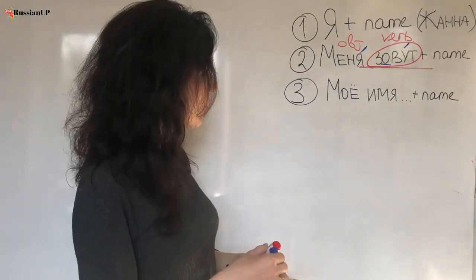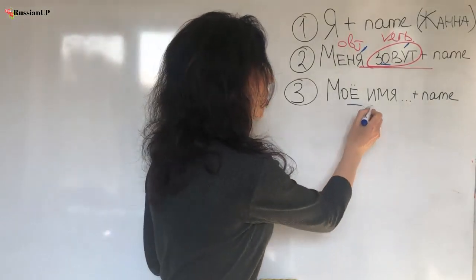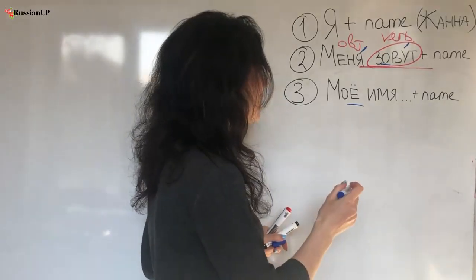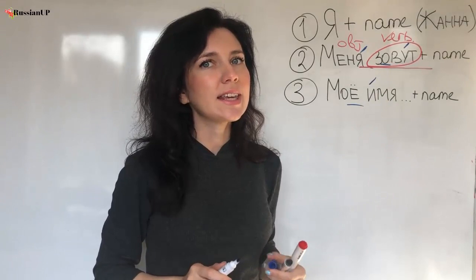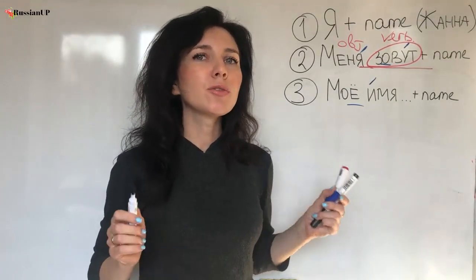What do we have here? First of all, the stresses. Letter ё is always in stressed position. Имя, имя. Here the stress is on the letter И. Мое имя. Okay, and what about the grammar?